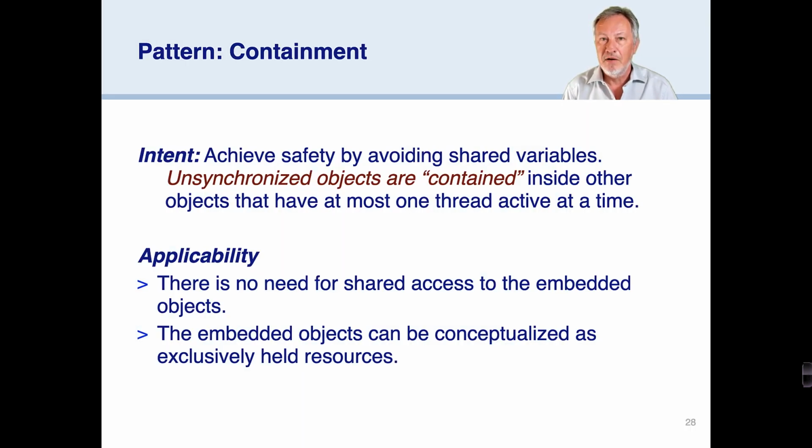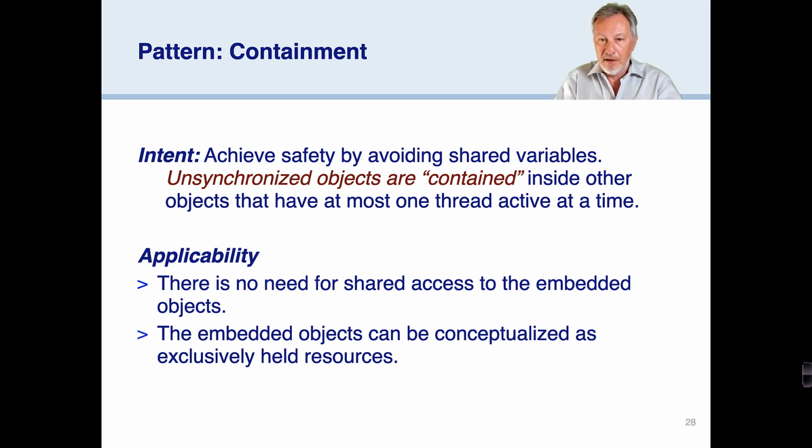So the intent here is to achieve safety by avoiding any shared variables. The unsynchronized objects, which can be complex, are contained inside other objects, and those objects have at most one thread active at a time. As a consequence, there's no need for synchronization. You can apply this if you have no need for shared access to the embedded objects. A good way of thinking of these embedded or contained objects is as exclusively held resources.